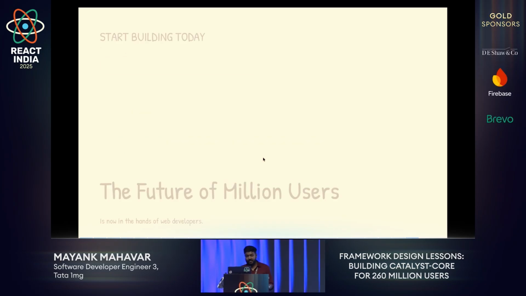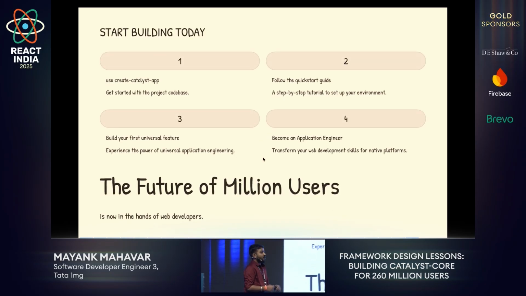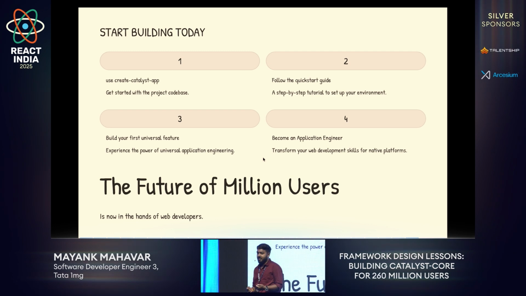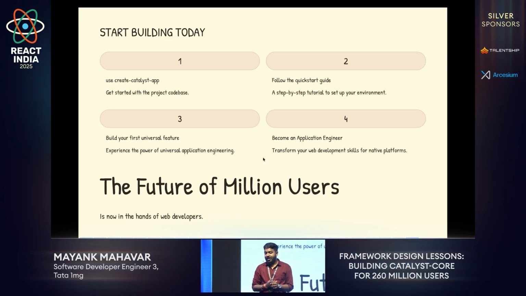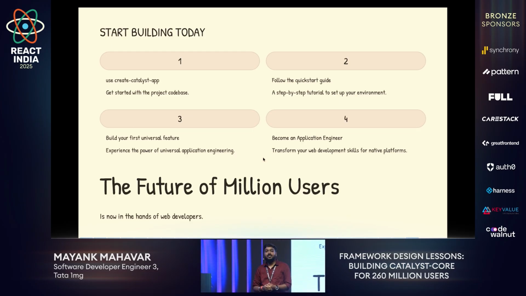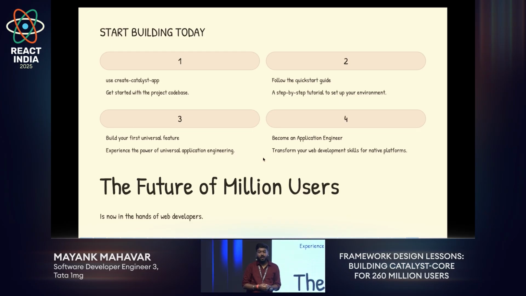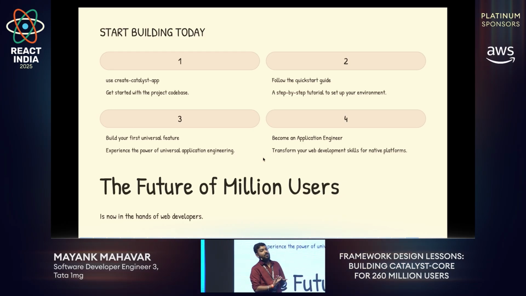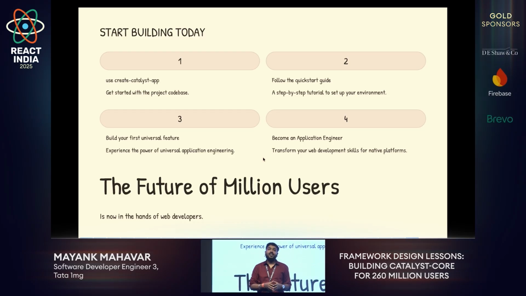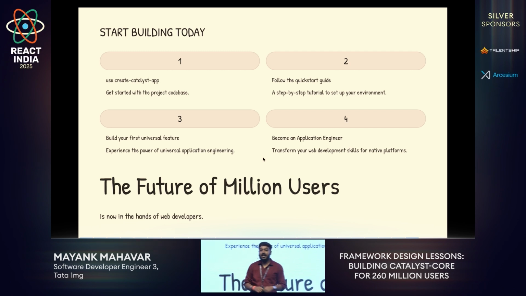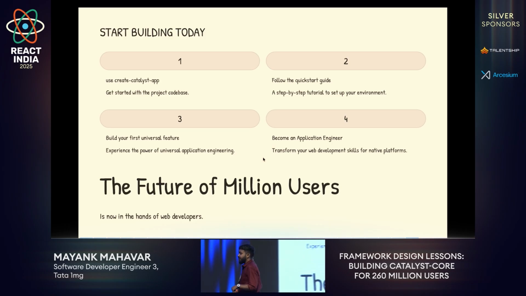Now, what is in it for you guys, right? What should you do? You should go ahead, create a Catalyst app, create a code base with it, then follow the quick start guide, set up your system, and then create the first universal feature, and at the end, become an application engineer, right? Because I believe we are not just web devs, we can be application engineers because we can create beautiful applications as much as we want. And at the end, make sure that those users who are demanding more from you feel like, yeah, they got whatever they want, right?